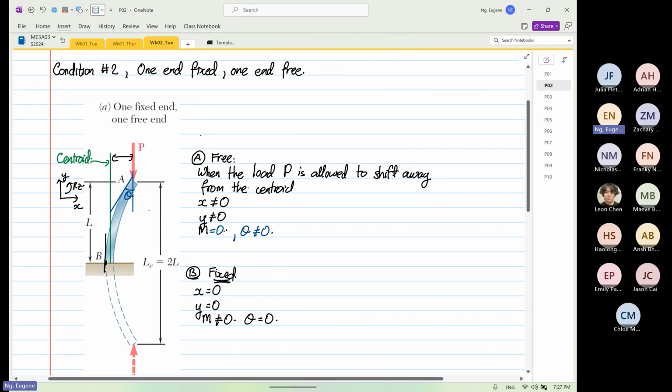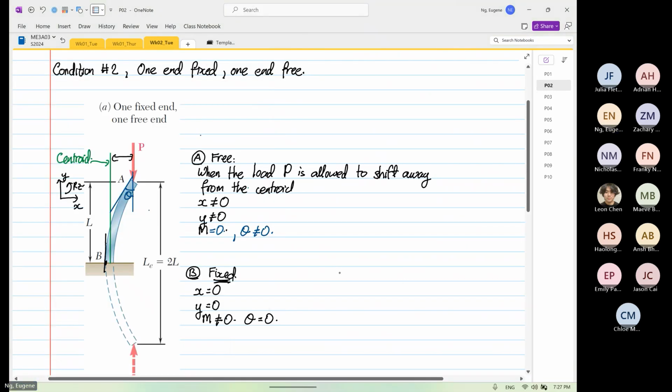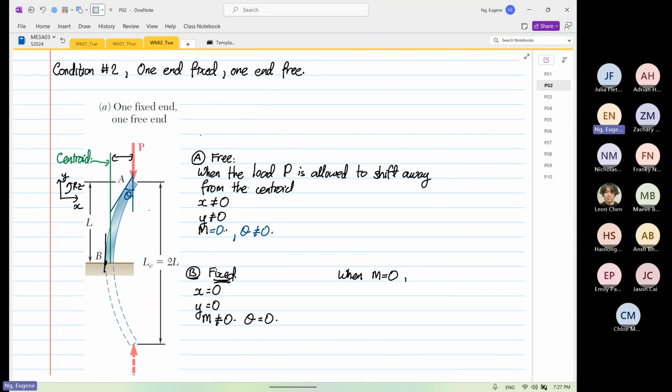So let me do this quickly. When m is equal to 0, it's either free or pin. You know when it's free, where the P is allowed to shift away from the centroid. Pin, no shifting.